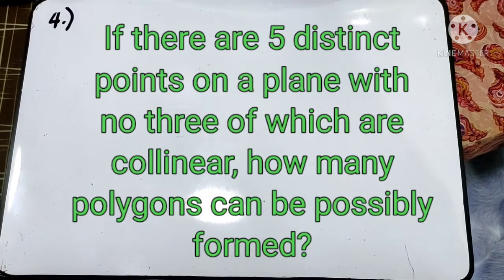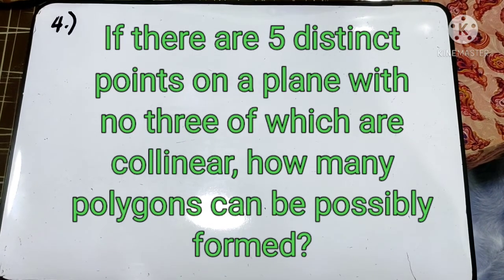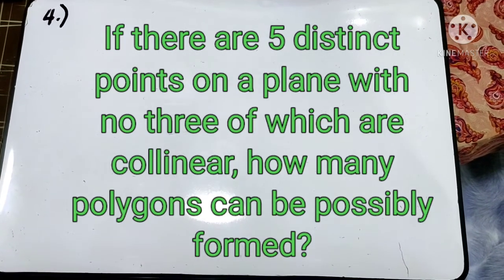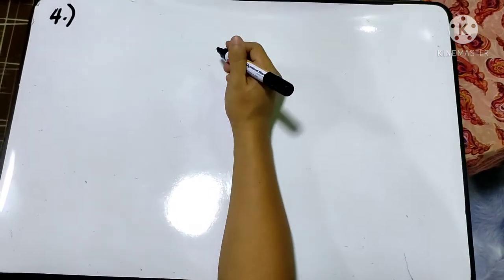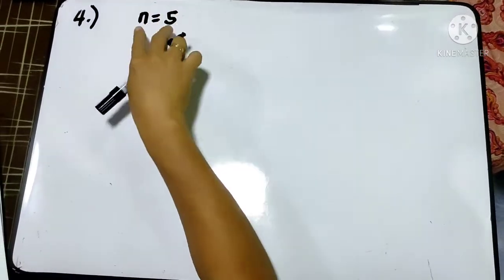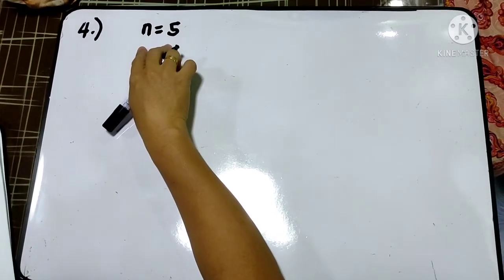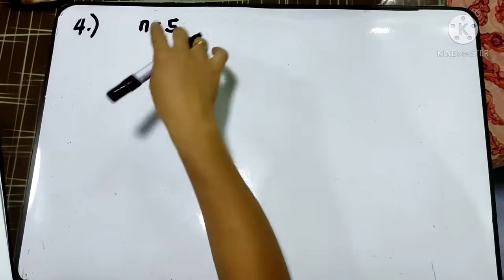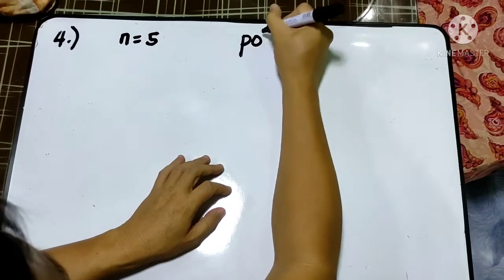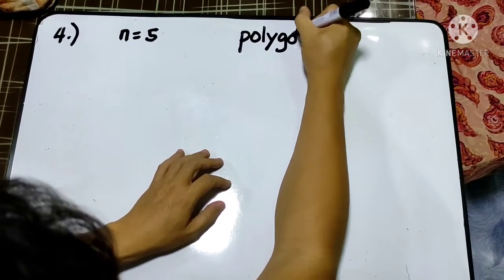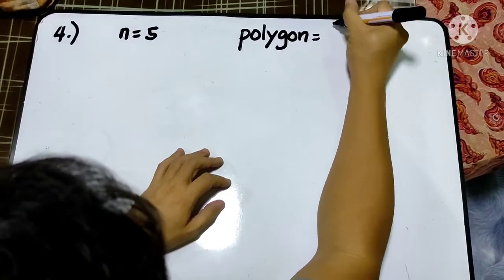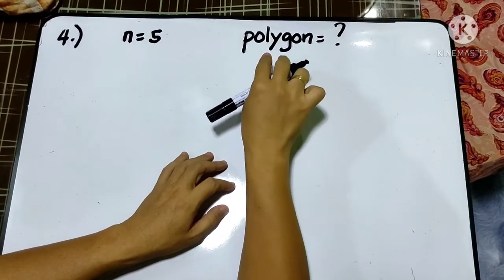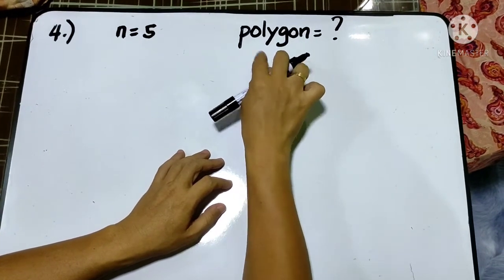If there are 5 distinct points on a plane with no 3 of which are collinear, how many polygons can be possibly formed? So, in problem number 4, you are given 5 distinct points. Your n is equal to 5. So, 5 distinct points with no 3 of which are collinear. And the question is, how many polygons can be possibly formed? So, let us understand first a polygon. So, what is a polygon? Because you cannot solve it if you don't understand the word.